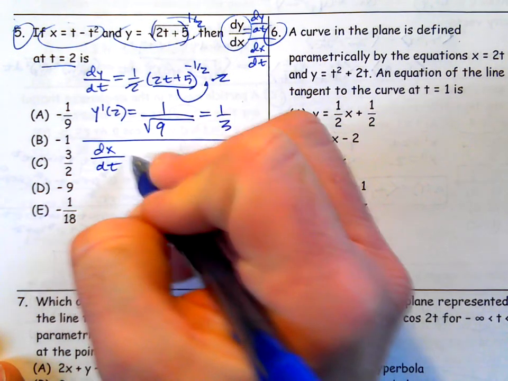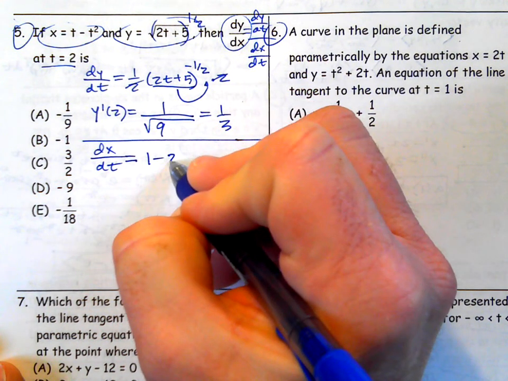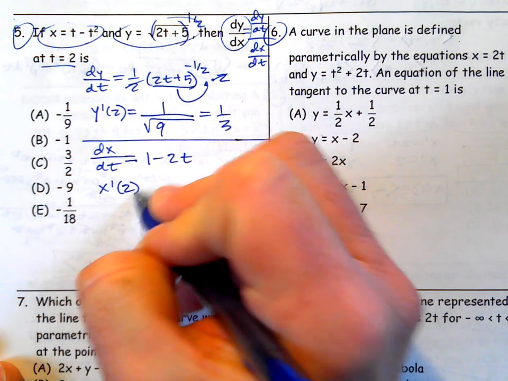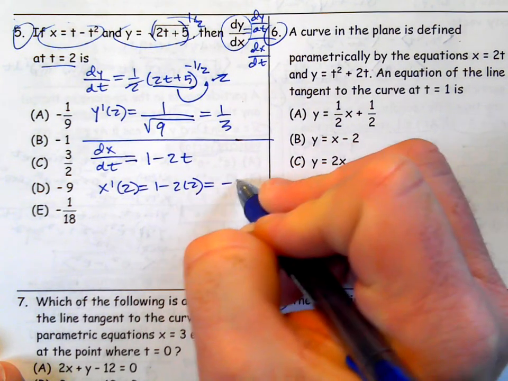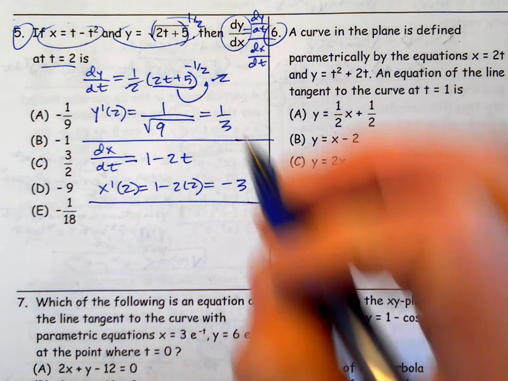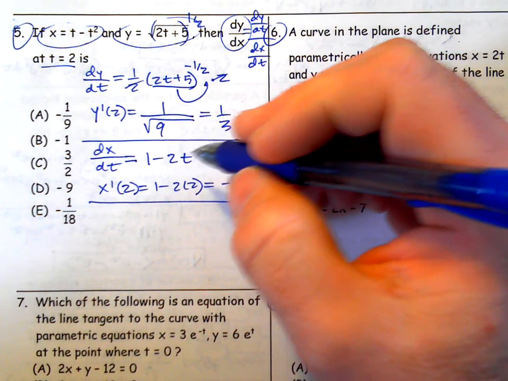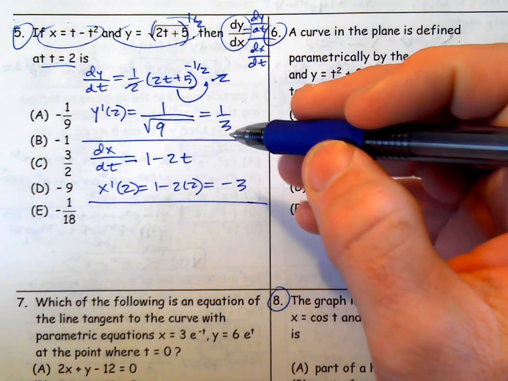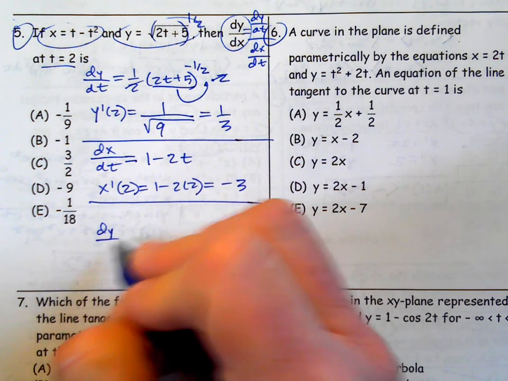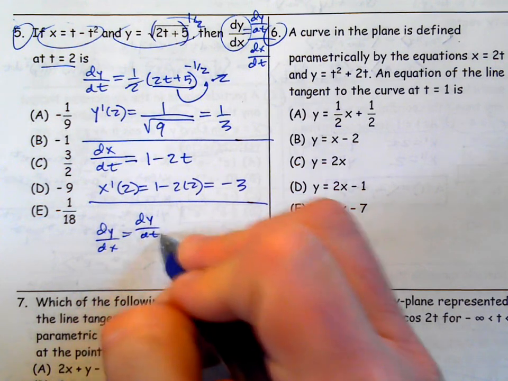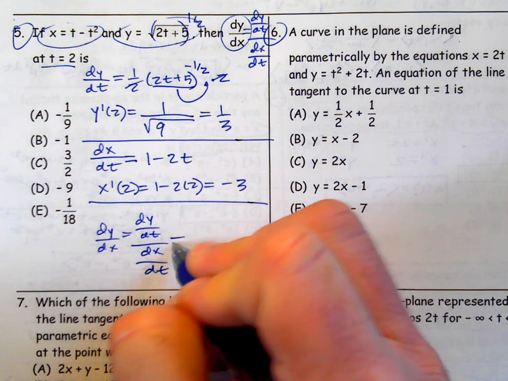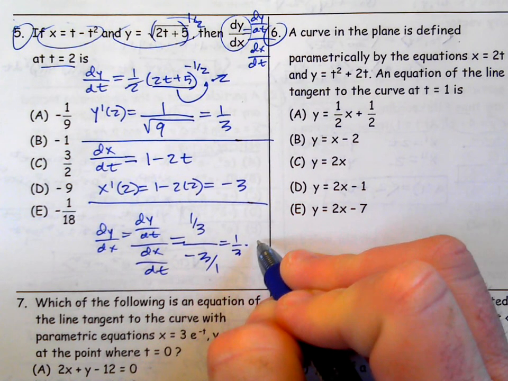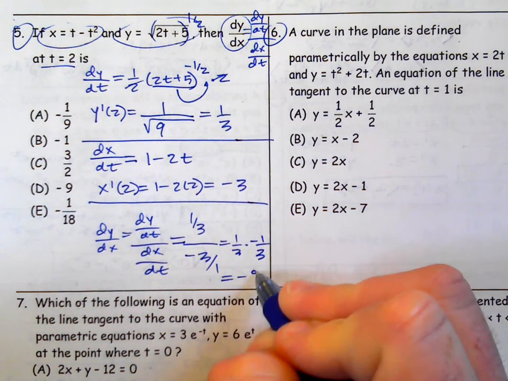dx dt is going to equal 1 minus 2t. And so then dx dt at time 2 equals 1 minus 2 times 2, which is negative 3. Now make sure you do these in the correct order. I think it's tempting to do dx dt first and dy dt second, which is fine, but then you're tempted to put dx dt on top and dy dt on the bottom when it needs to be the other way. So dy dx equals dy dt over dx dt equals 1/3 over -3, which is 1/3 times -1/3, equals -1/9.